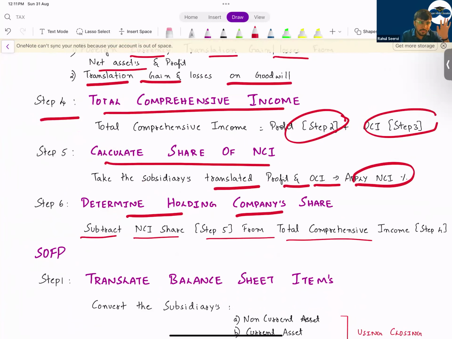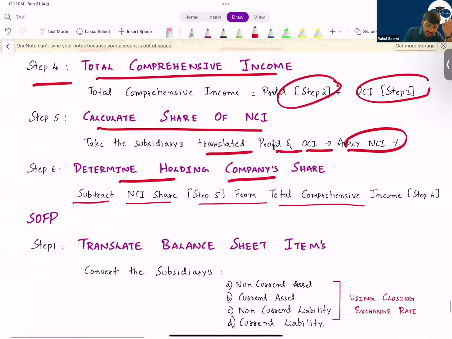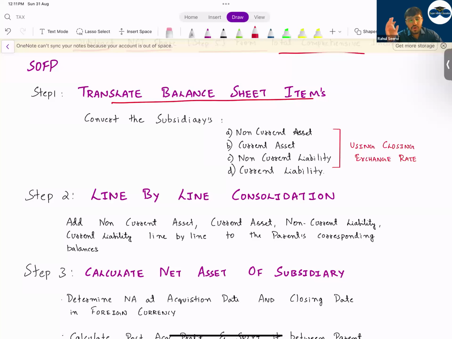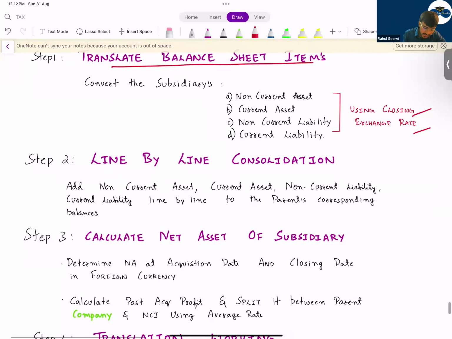For P&L it is simple. For SOFP, what should we do, sir? First, translate the balance sheet items, all the current assets, non-current assets, non-current liabilities using the closing rate, line by line. Then consolidate line by line, add non-current assets, current liabilities, non-current liabilities.